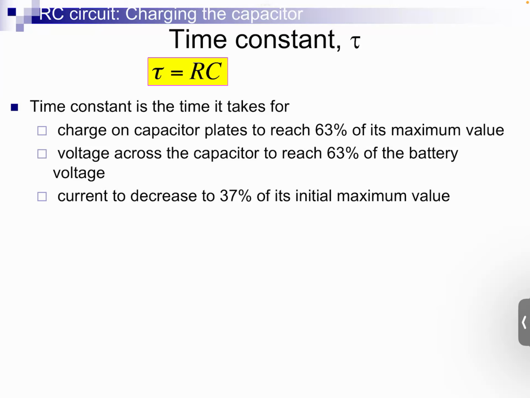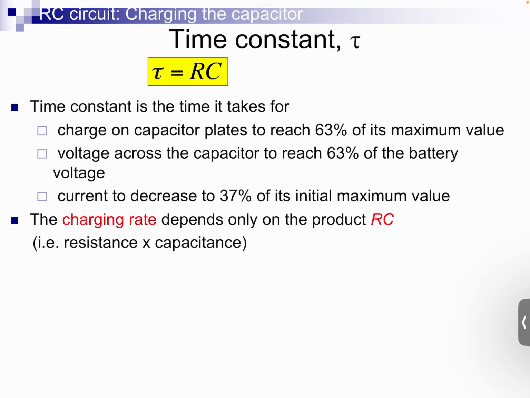But these are all numbers. Practically, what does the time constant mean? Practically, the time constant determines the charging rate of your capacitor. And it tells you that how fast your capacitor charges depends only on the product of the resistance and the capacitance.